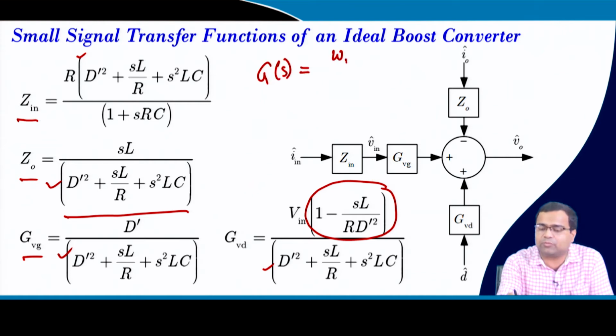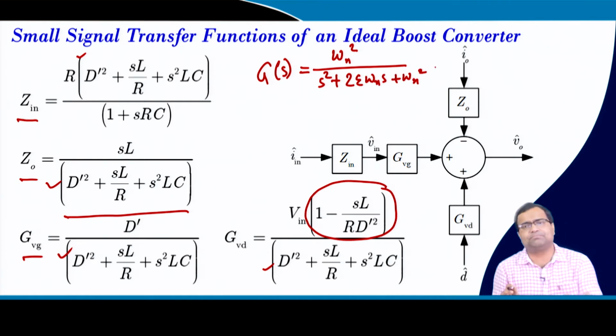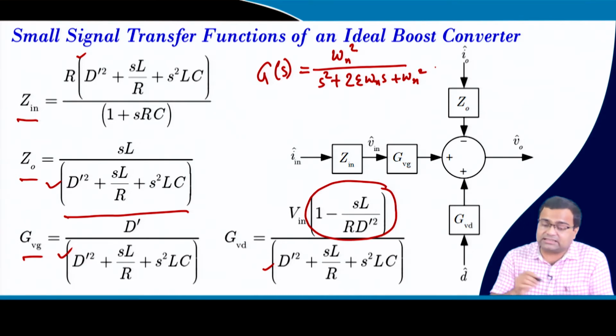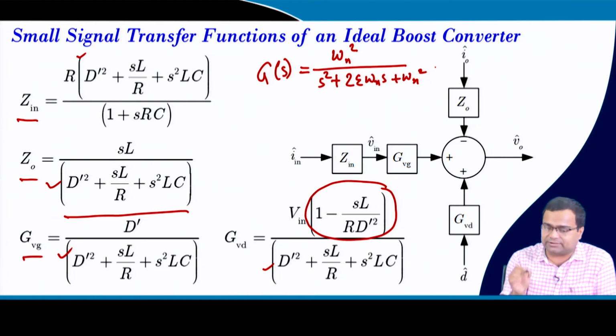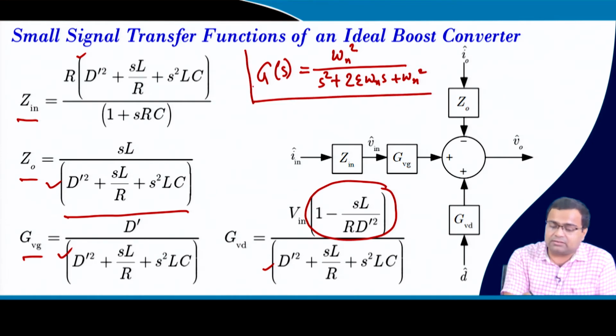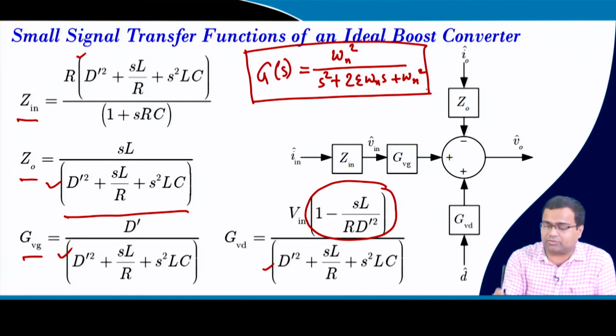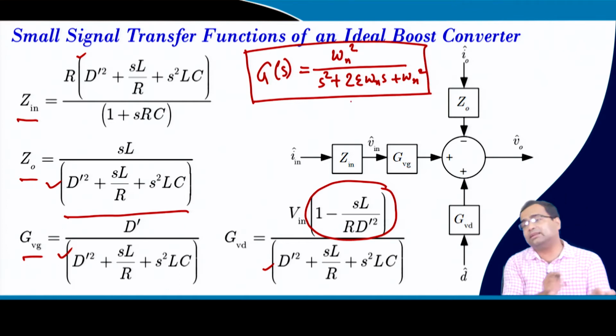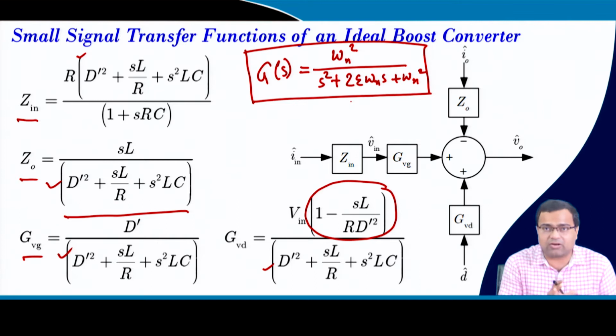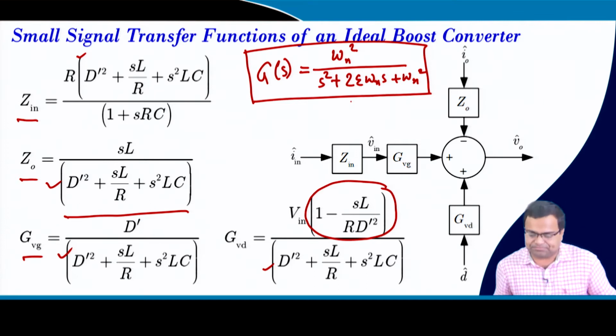The starting point was omega n square over s square plus 2 zeta omega n s plus omega n square. So, this transfer function we have studied, and you can write the earlier transfer function in this form also. In this transfer function, zeta is the damping ratio, and it is linked with the Q factor. Earlier, in a buck converter, we talked about the Q factor, right.